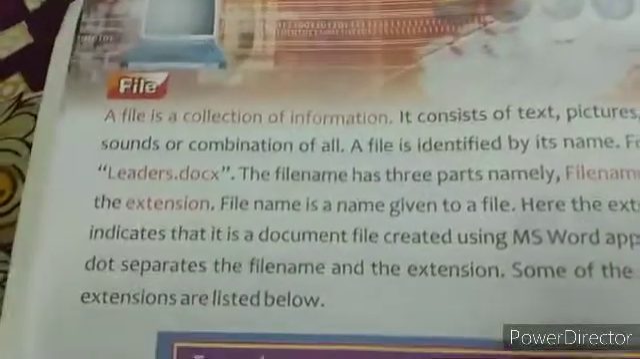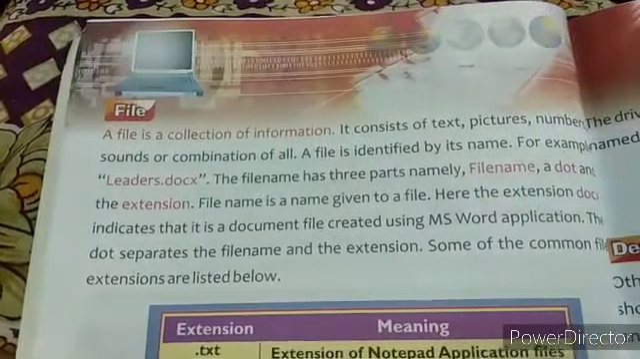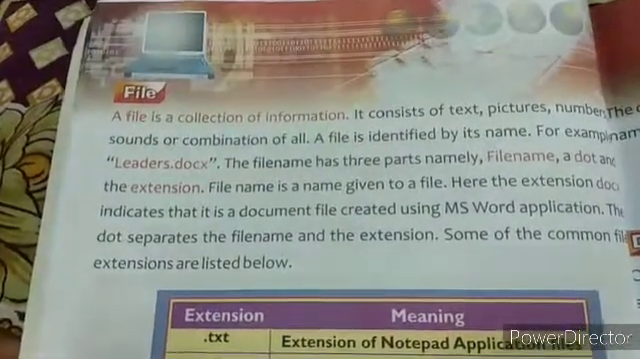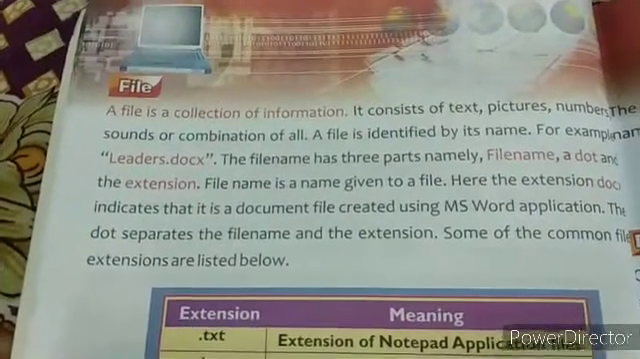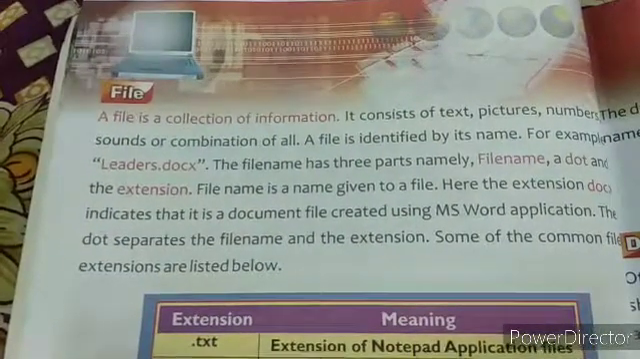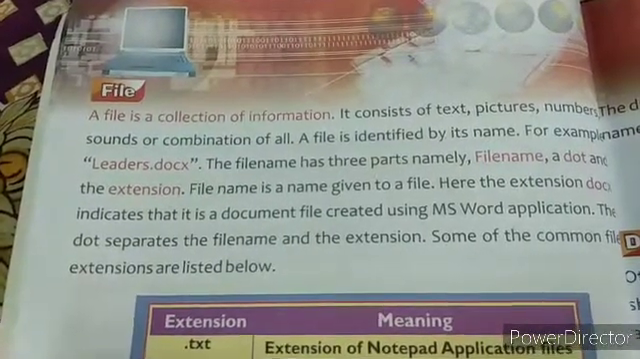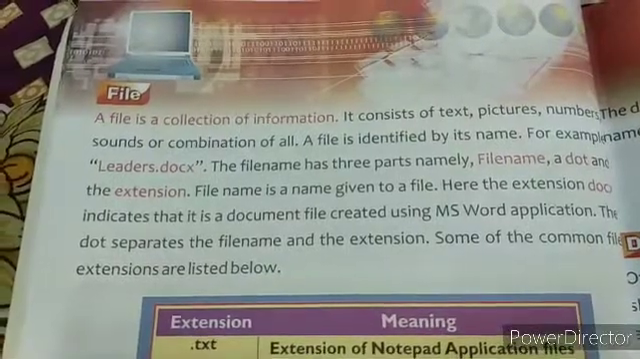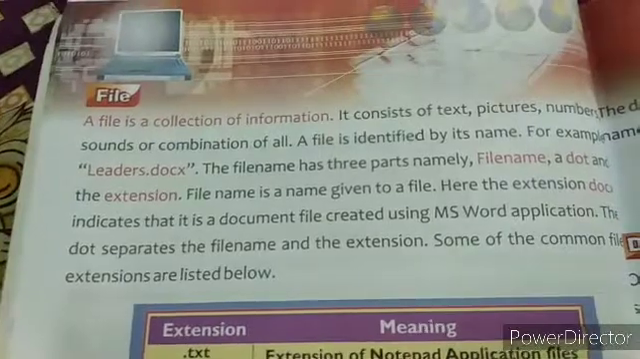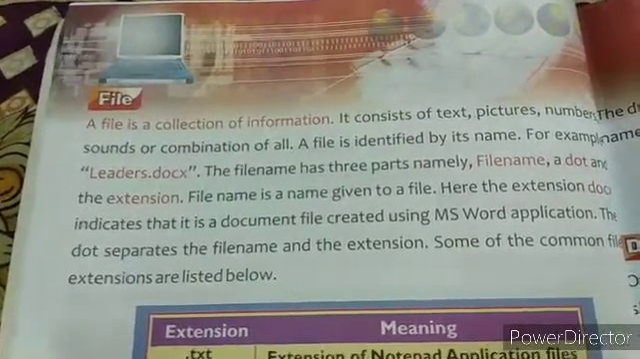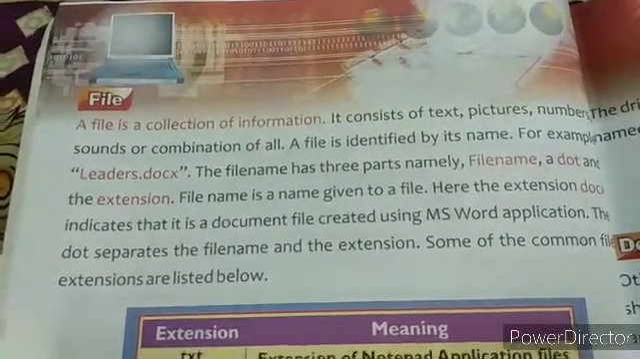So here, file. What is a file? A file is a collection of information. It consists of text, pictures, numbers, sounds or a combination of all. Every file is identified by its name. For example, if you take any human being, they can be represented by a name. You can identify with the help of a name. Here also every file should be given a file name.